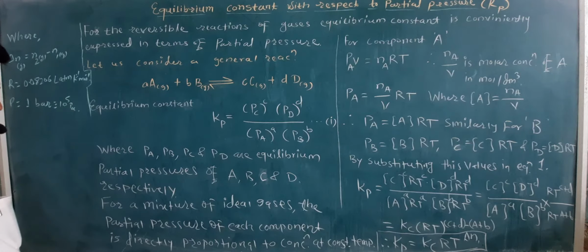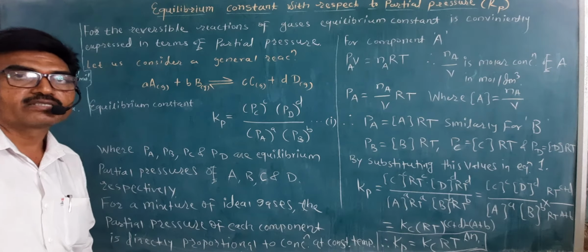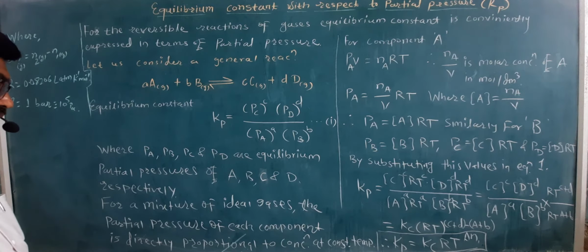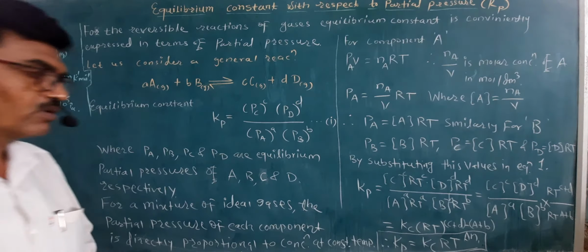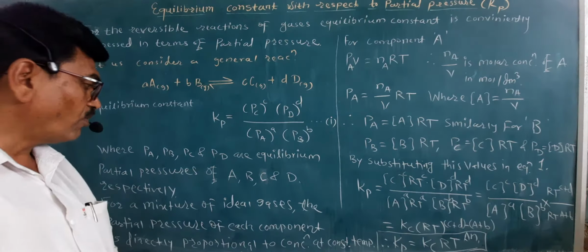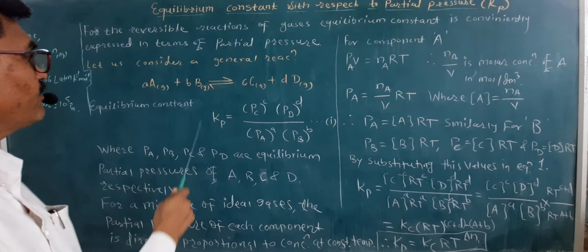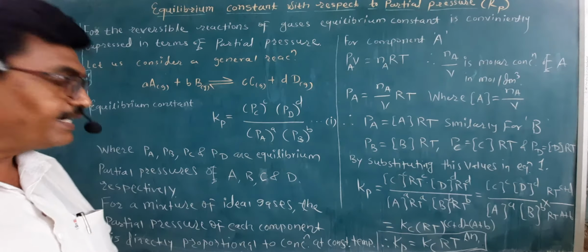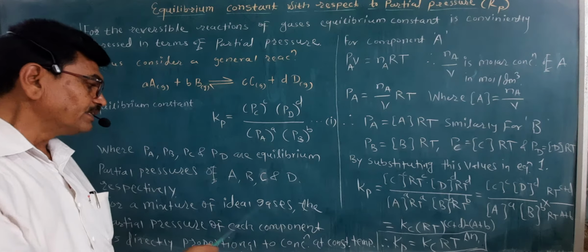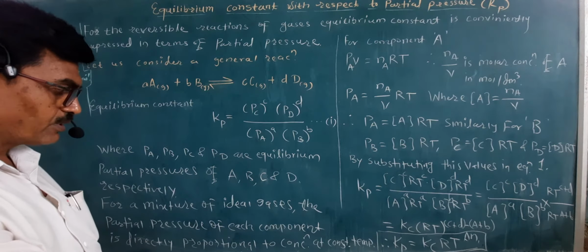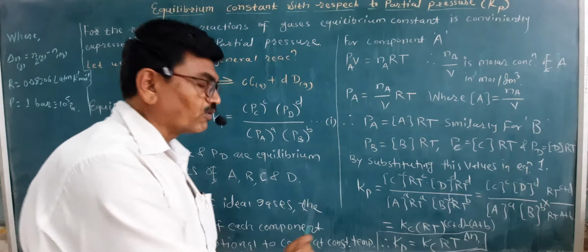Okay, then for a mixture of ideal gases, try to understand, for the mixture of ideal gases, the partial pressure of each component is directly proportional to the concentration at constant temperature. So we should know what is that. If all the gases involved in a reversible chemical reaction are ideal gases, at that time the partial pressure of each component again is directly proportional to the concentration at constant temperature.